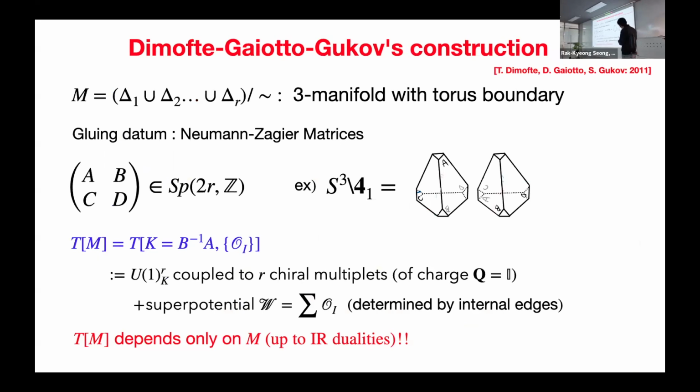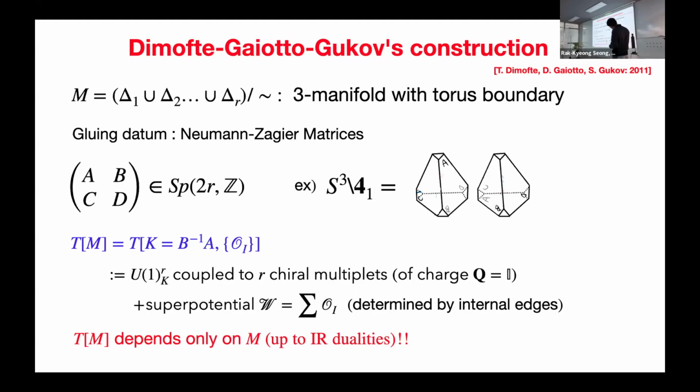Then this construction says that for a given 3-manifold, we can construct this Neumann-Zagier data, which is the A, B, C, D matrices. And then they assign us a corresponding 3D N=2 gauge theory, which is labeled by the Chern-Simons level K, which is determined by this Neumann-Zagier matrix in this way, P inverse A. And the superpotentials can also be determined by some gluing equations and the internal edges. So from this data, there is a natural way to construct the field theory.